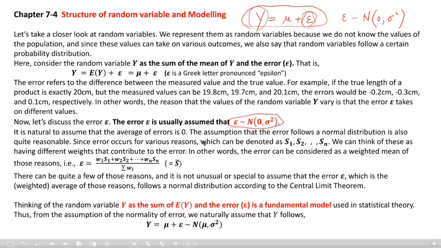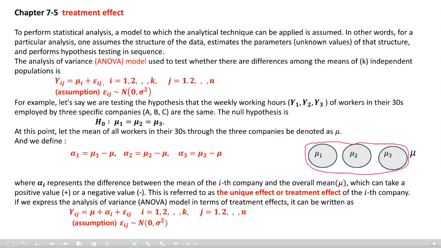But this assumption is pretty natural. You just accept this assumption. I mean, the error follows a normal distribution with mean 0 and variance sigma square. Okay, let's see treatment effect.